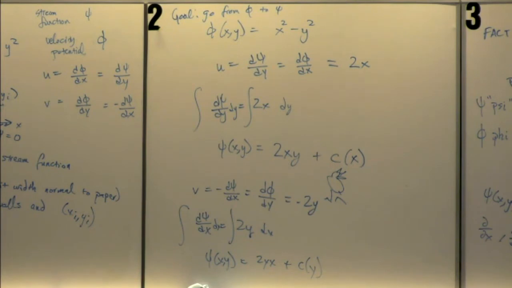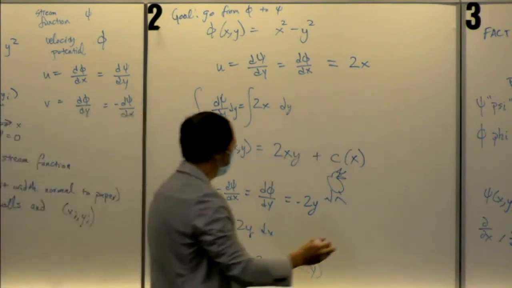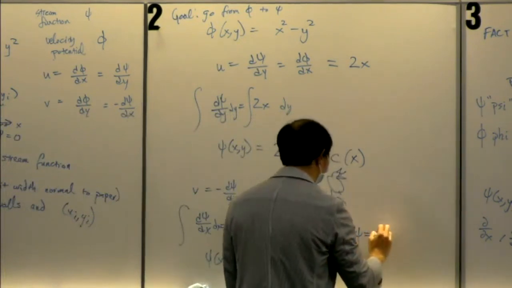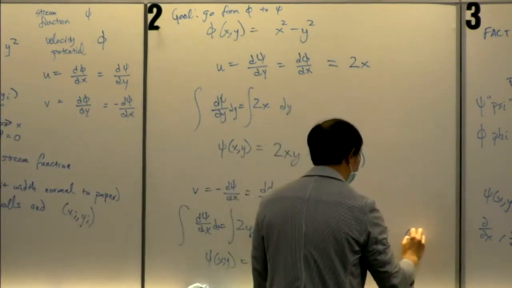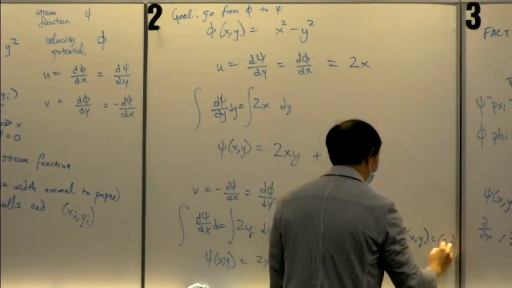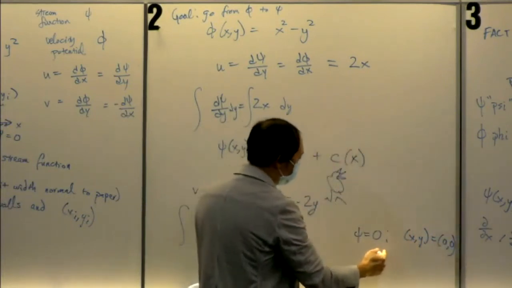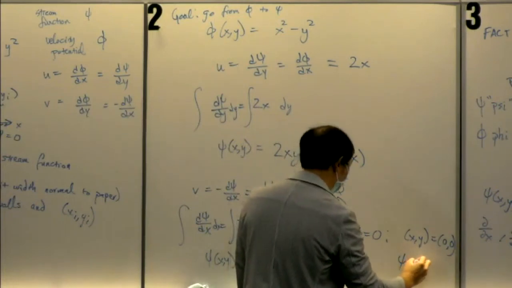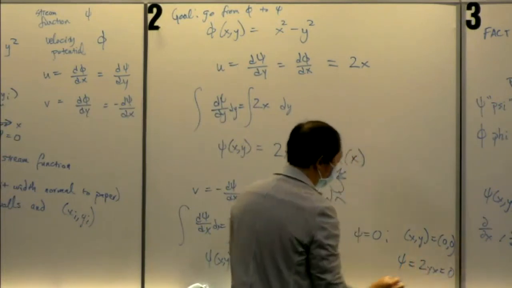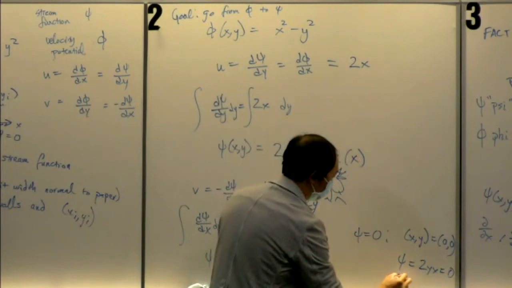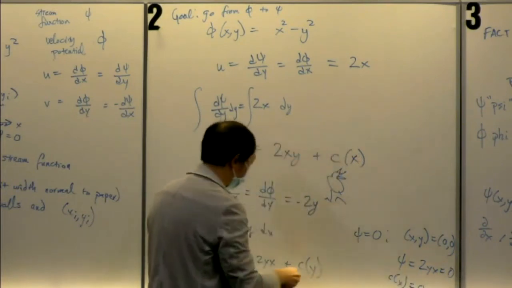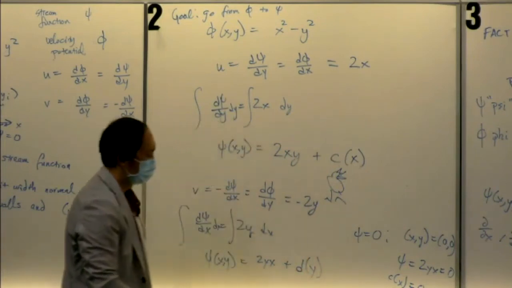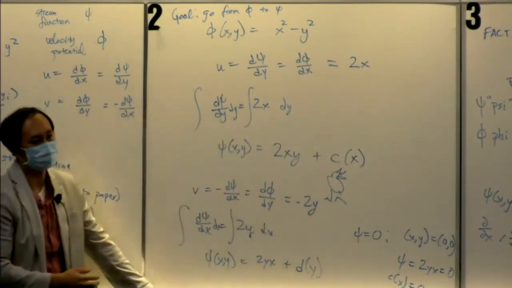Yeah, so what was said here was that at psi equal to zero, we have basically the points x comma y equal to zero comma zero. And basically, if you substitute, you get psi is equal to 2yx, and that's equal to zero. And so c of x is equal to zero. I should probably not call this c because it could be a potentially different one. D. But yeah, you could do it that way too.